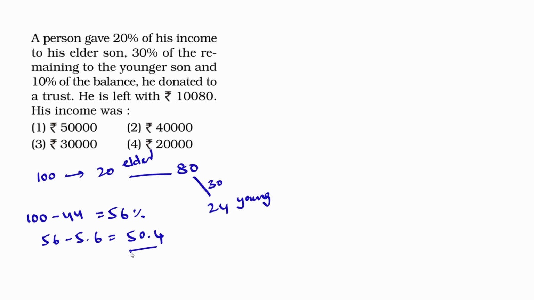So he is left with 50.4% of his income, which is 10,080. So what is 100%? Well, if this is 50%, I would say 100% is 20160. But we also have to take this 0.4% into account. And I don't think there is any other number in here that is actually near 20k. So this is our answer.